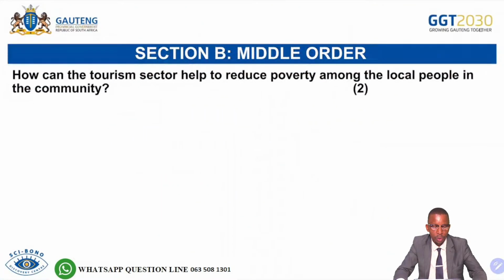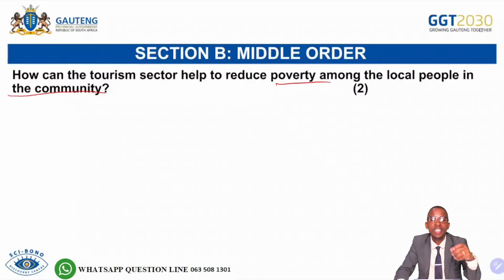And then we continue. How can the tourism sector help to reduce poverty among the local people in the community? So how can the tourism sector be used to reduce poverty among people in the community? If ever there are tourism activities in the community, obviously there will be some job opportunities created by that particular industry, which will be leading to what? Local people getting to be employed.